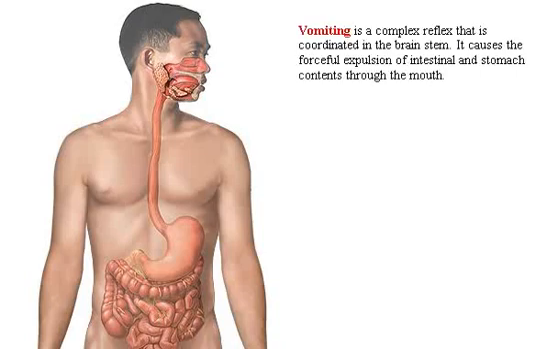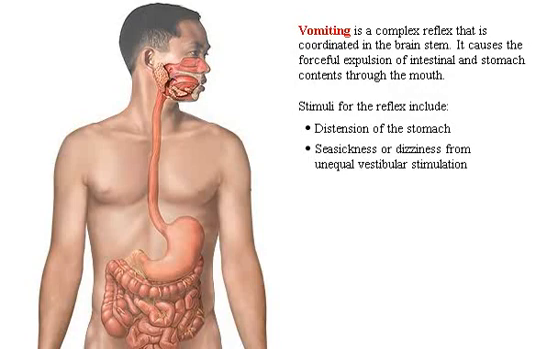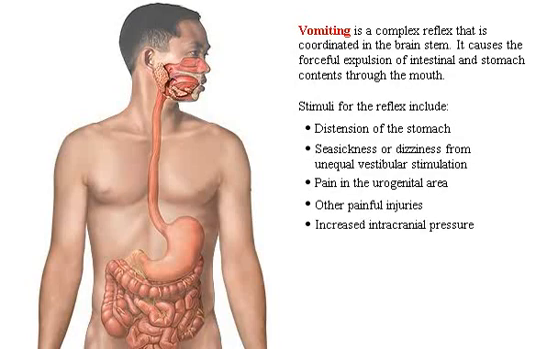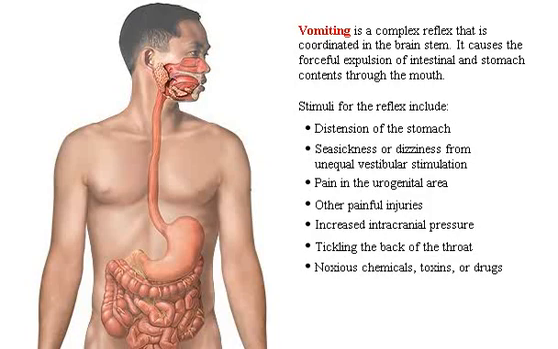Vomiting is a complex reflex that is coordinated in the brainstem. It causes the forceful expulsion of intestinal and stomach contents through the mouth. Stimuli for the reflex include distension of the stomach, seasickness or dizziness from unequal vestibular stimulation, pain in the urogenital area, other painful injuries, increased intracranial pressure, tickling the back of the throat, noxious chemicals, toxins, or drugs.